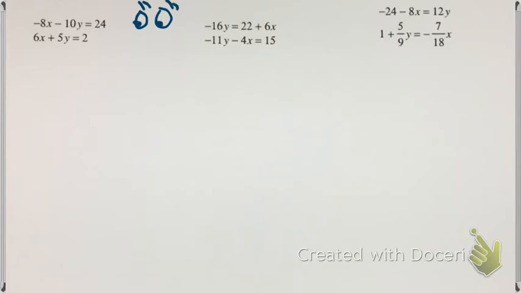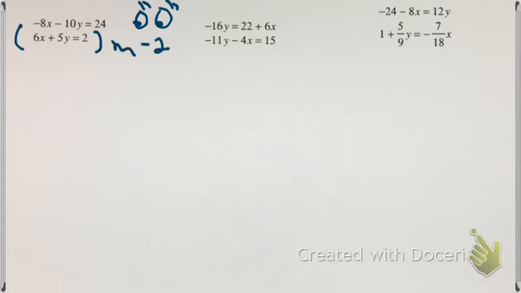And let's see, what do I see? I see 6 and 8. I could multiply the top equation by 6 and the bottom equation by 8, but then I would create huge numbers. So let's keep it small. Let's take the bottom equation and multiply it by negative 2.